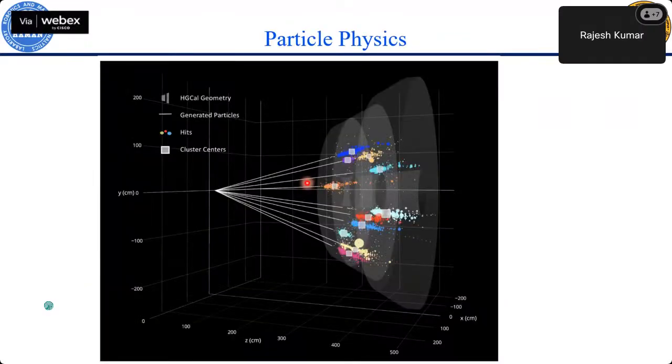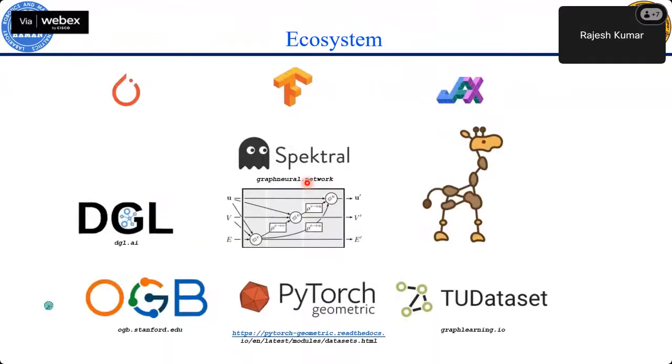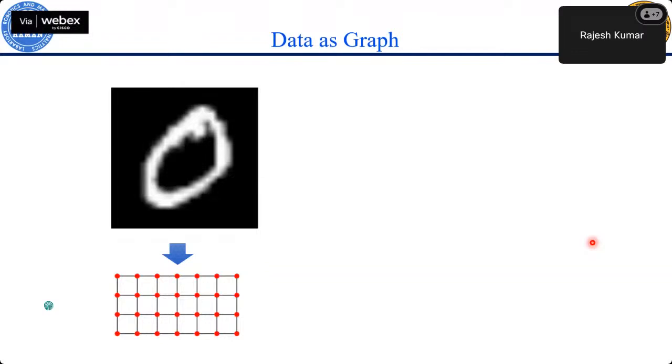These are certain examples, just to motivate why we are going for it and why it is important. This is the ecosystem. If you want to work in this area, this will help you. We have TensorFlow and PyTorch. There are also some dedicated, already developed graph network packages that you can use, such as graph neural network, spectral, TU dataset for graph learning, Stanford packages, and the PyTorch Geometric package. These packages are already available for your programming or writing your code. So how is it working?